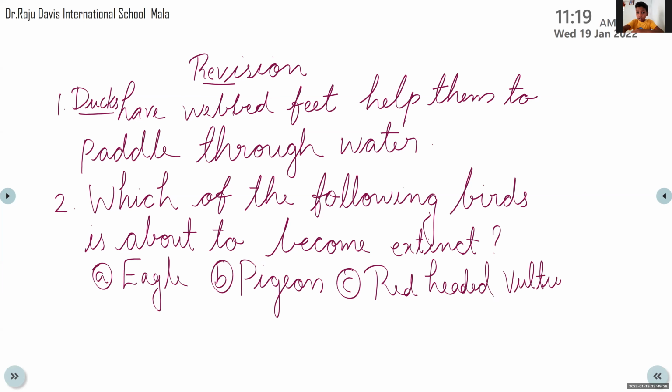And we want to write eagle, pigeon, red-headed vulture? No need. You can write the answer. From these, you write the correct answer. Second question you have to write, and from these three options, you have to write the correct answer. What is the answer? Red-headed vulture. Yes. Option C is the answer.